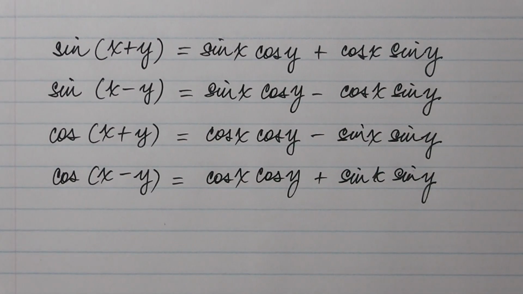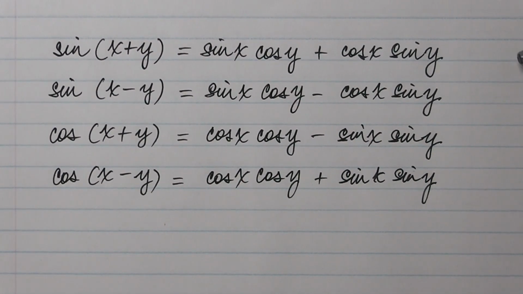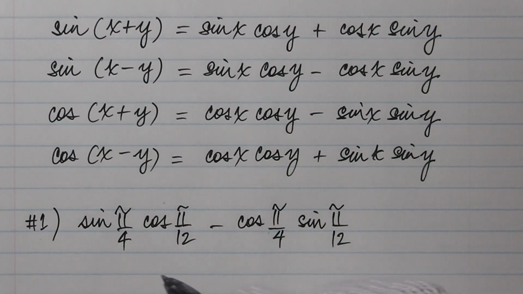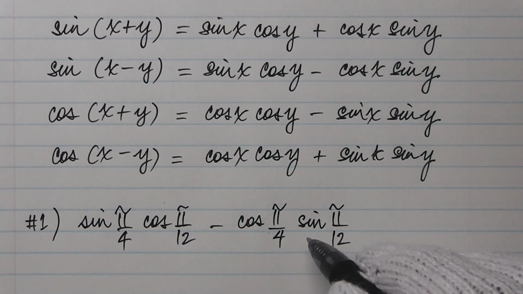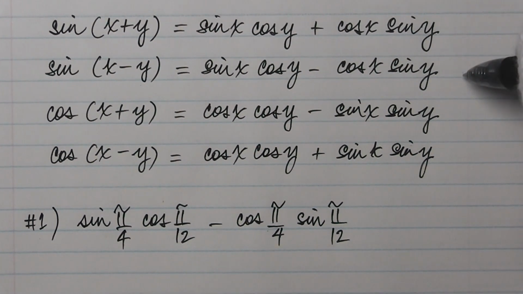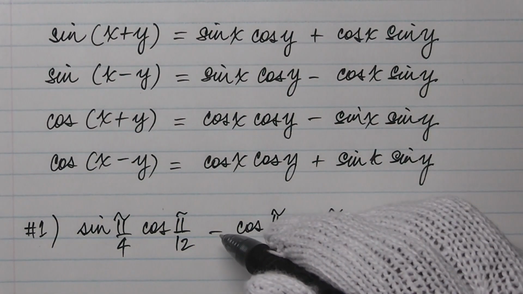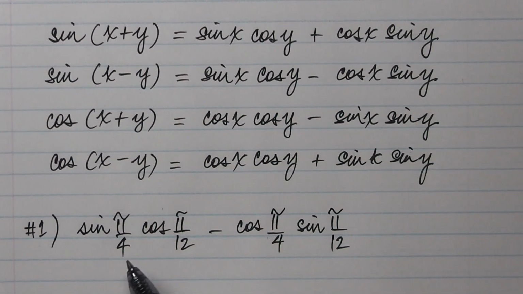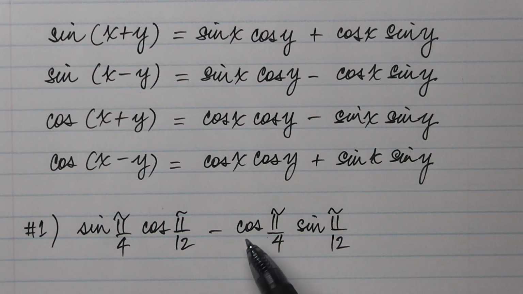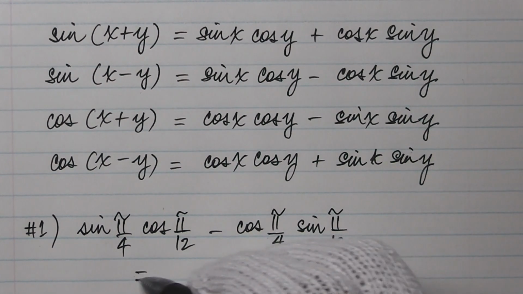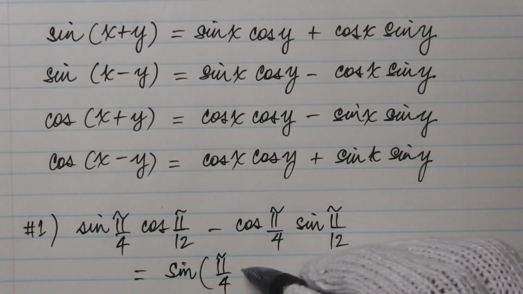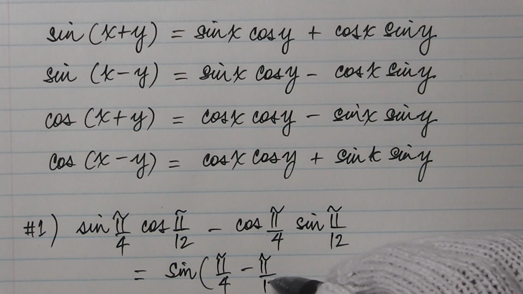Today we're going to look at how to apply compound formulas to find exact values of different expressions. Notice the pattern: sine, cosine, cosine, sine. So we're probably dealing with a sine identity. It's a subtraction, so we're probably dealing with the sine subtraction. So sine pi over 4 cosine pi over 12 minus cosine pi over 4 sine pi over 12. That's equal to sine of pi over 4 minus pi over 12.